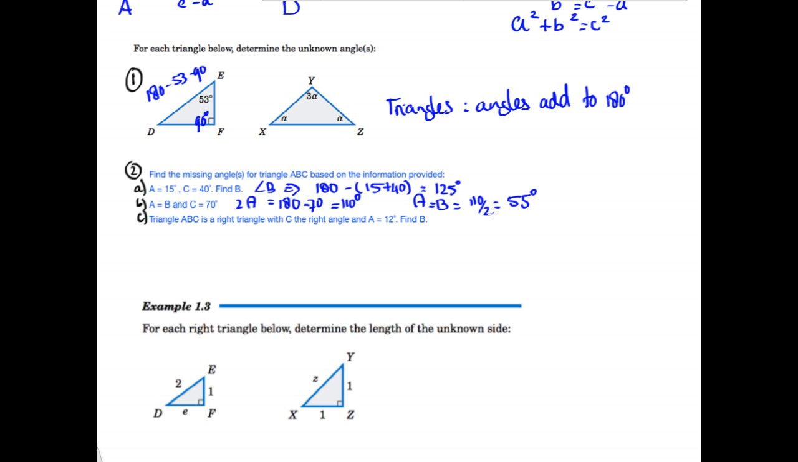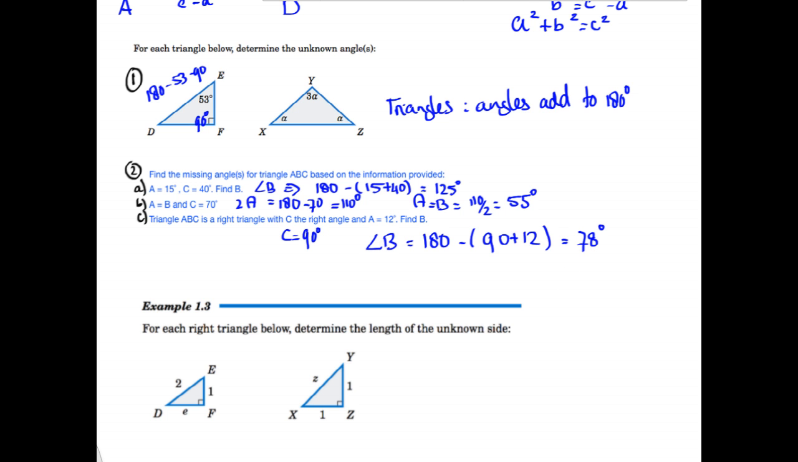And triangle ABC is a right triangle with C the right angle, so that means that C is 90. So this one again is pretty much the same way. So angle B is then 180 minus 90 plus 12, that's 102, 180, so that leaves 78 degrees over here.